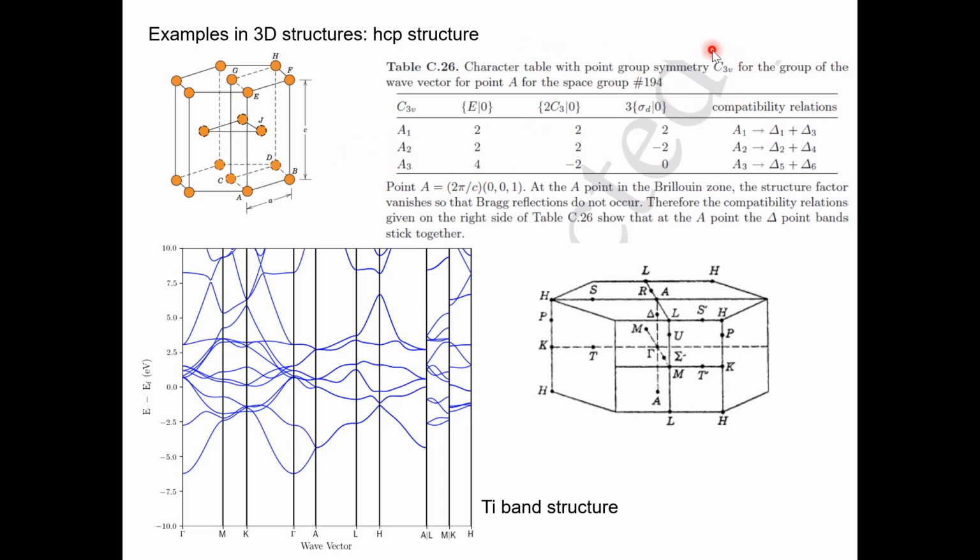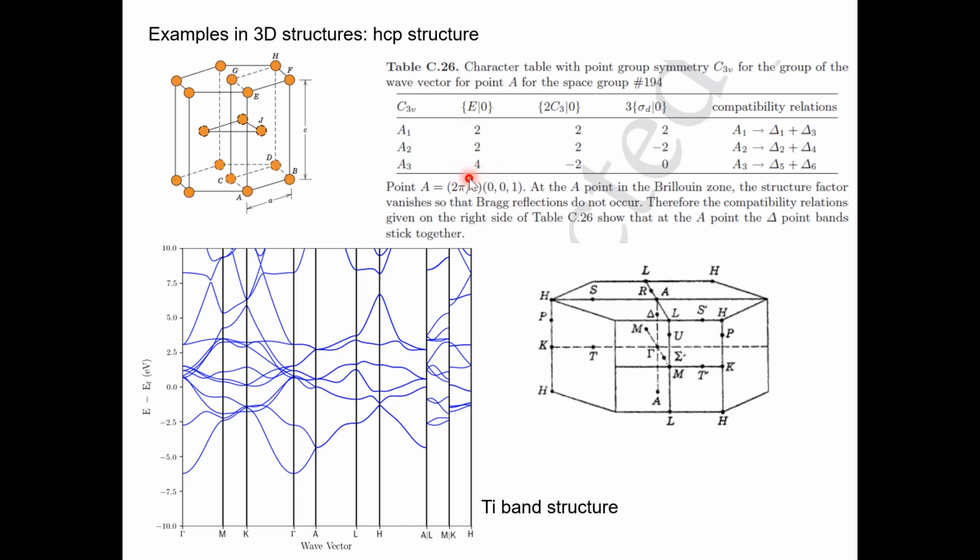So this is the character table for the point group C3v, for the group of the wave vector of the point A in this particular structure. You can see right away that among all irreducible representations, there's not a single non-degenerate one. There's not a 1D representation. All representations have dimensionality 2 or 4. So all states at the A point should have at least a double degenerate, or sometimes a 4-fold degenerate, level.